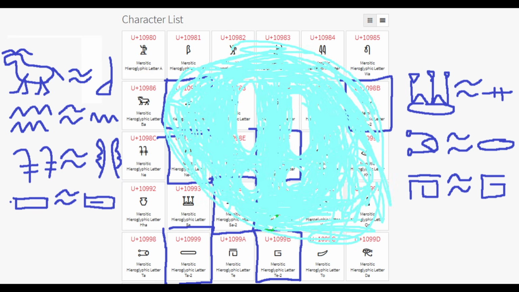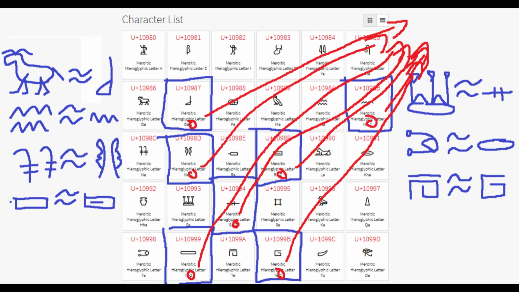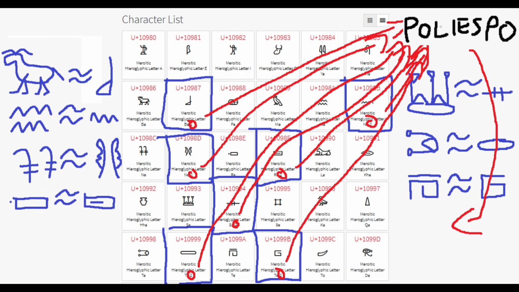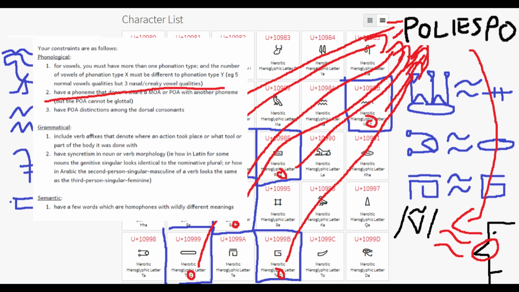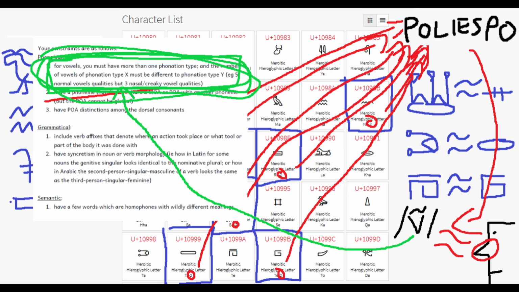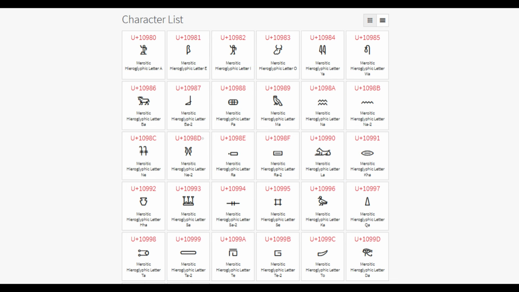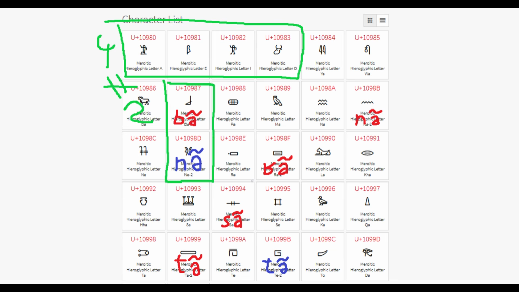But then I had an epiphany. What language is most known for using the number 2 in its orthography? Polyespo, of course. What does it represent in that language? A nasal vowel, because the number 2 looks like a nose. What is one of my constraints? Have different vowel qualities. So across that list, now we have the syllables bara, satana, and na2ba2ra2. We also get the different number of vowels per quality requirement for that constraint. So there's 4 oral and 2 nasal.